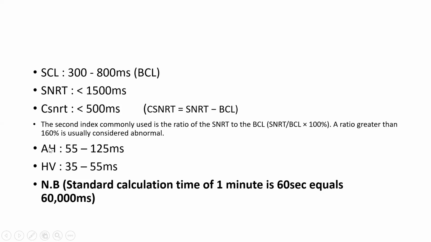If you have prolongation of the AH above 125 milliseconds, you will say that there is a nodal block. If you have prolongation of the HV interval beyond 55 milliseconds, you will say you have an infranodal block. Is that clear? I want to be sure it's clear.